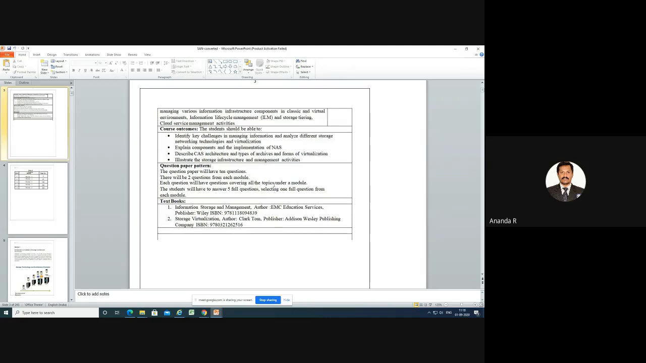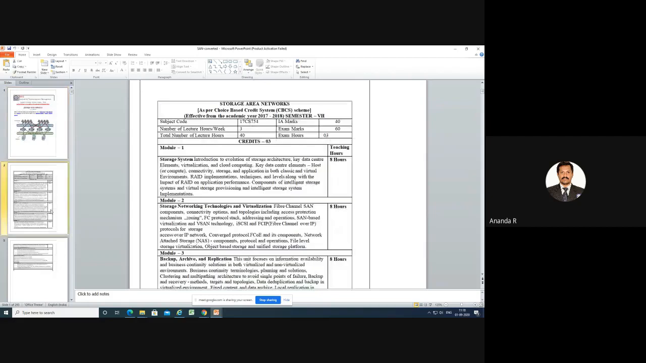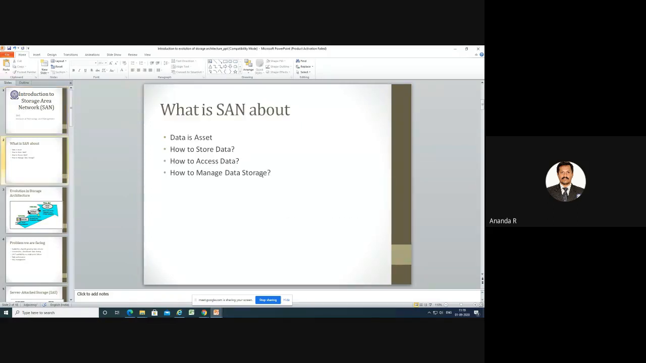So now we go for the first topic, which is the introduction to the evolution of storage architecture. For that, we have one small PPT presentation, the introduction to the storage area network. So what is this introduction about? Let us understand the storage and network.